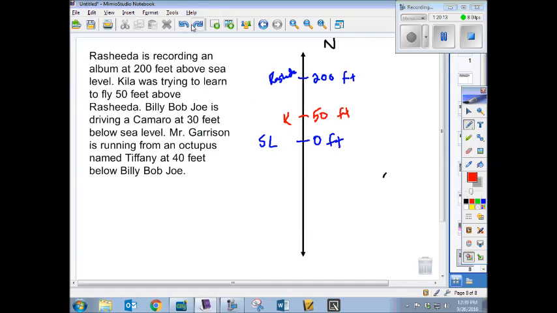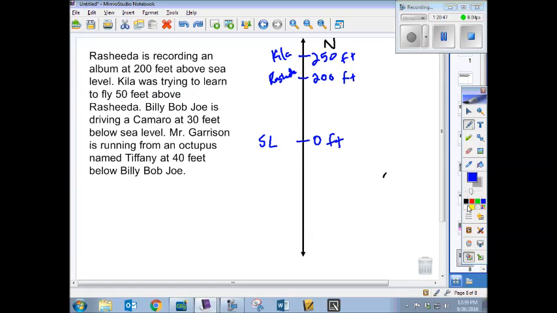So if Rashida's up there recording an album at 200 feet, then we have to make sure we put Kyla up here at 250 feet. Is everybody seeing that? Understanding that? So that is where Kyla is. Now, the other thing I saw people doing is putting her at 150. That would be if she was 50 feet below where Rashida was recording her album. Everybody got that? Okay, now let's go to the negatives.